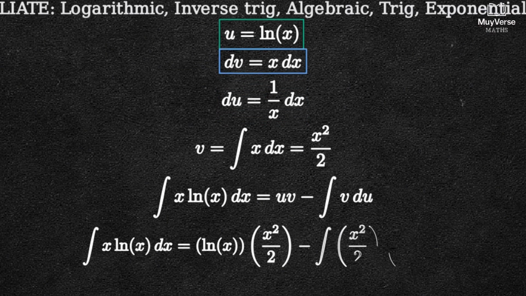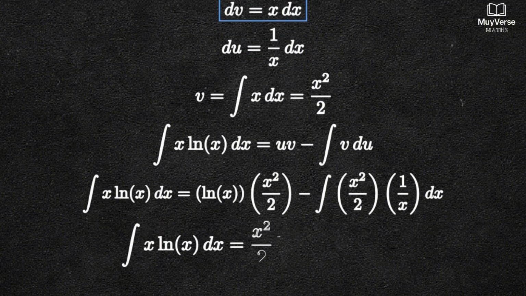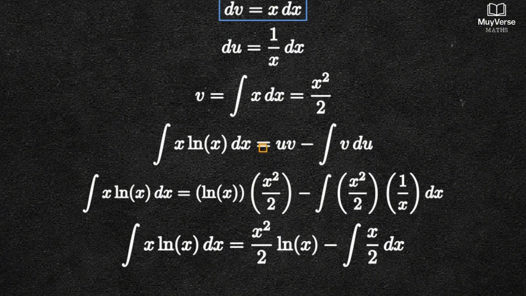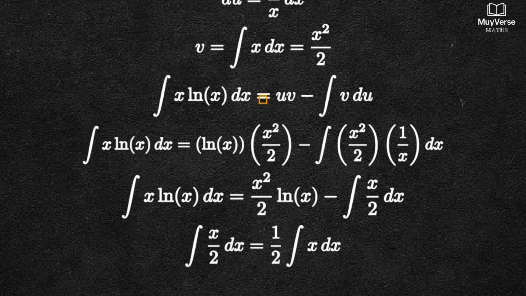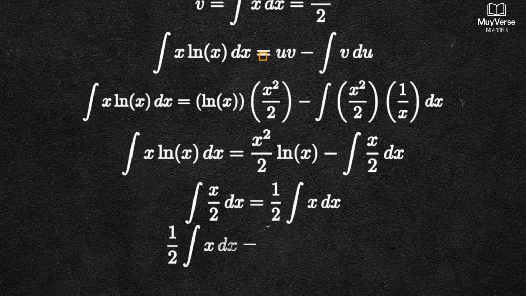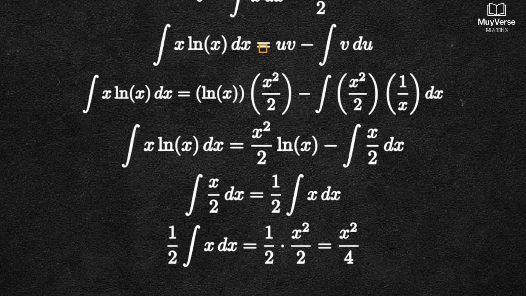Substitute the pieces. That equals ln x times x squared over 2 minus the integral of x squared over 2 times 1 over x dx. Simplify inside the integral to get ln x times x squared over 2 minus the integral of x over 2 dx. Step 4. Integrate the remaining term. Pull out the constant 1/2 to get 1/2 times the integral of x dx. That integrates to 1/2 times x squared over 2, which is x squared over 4.